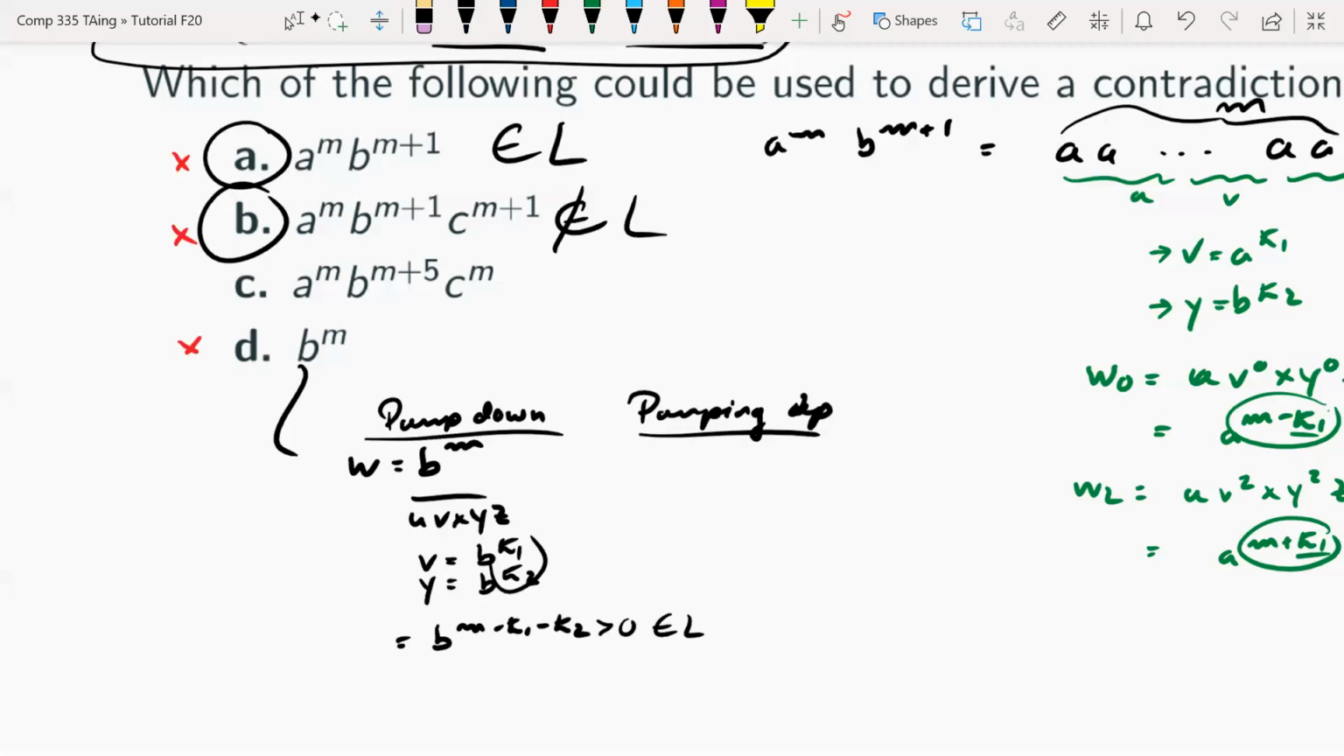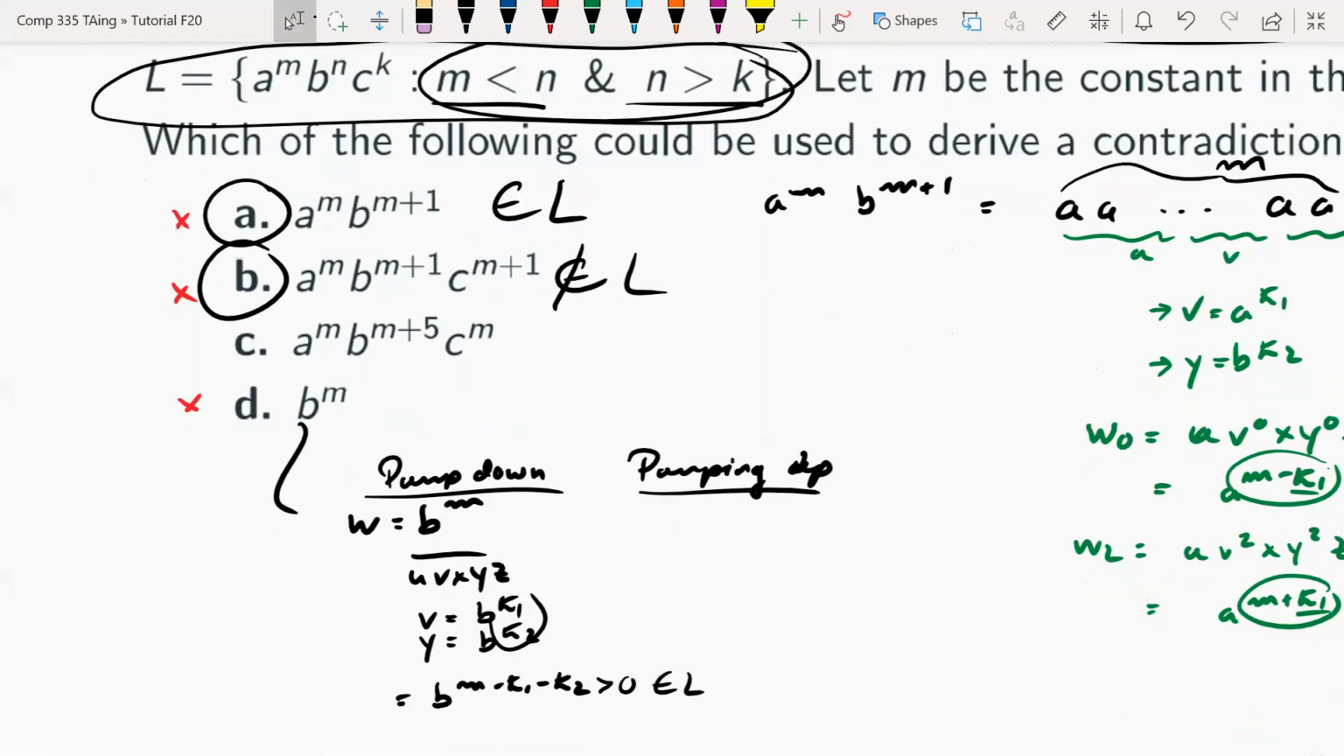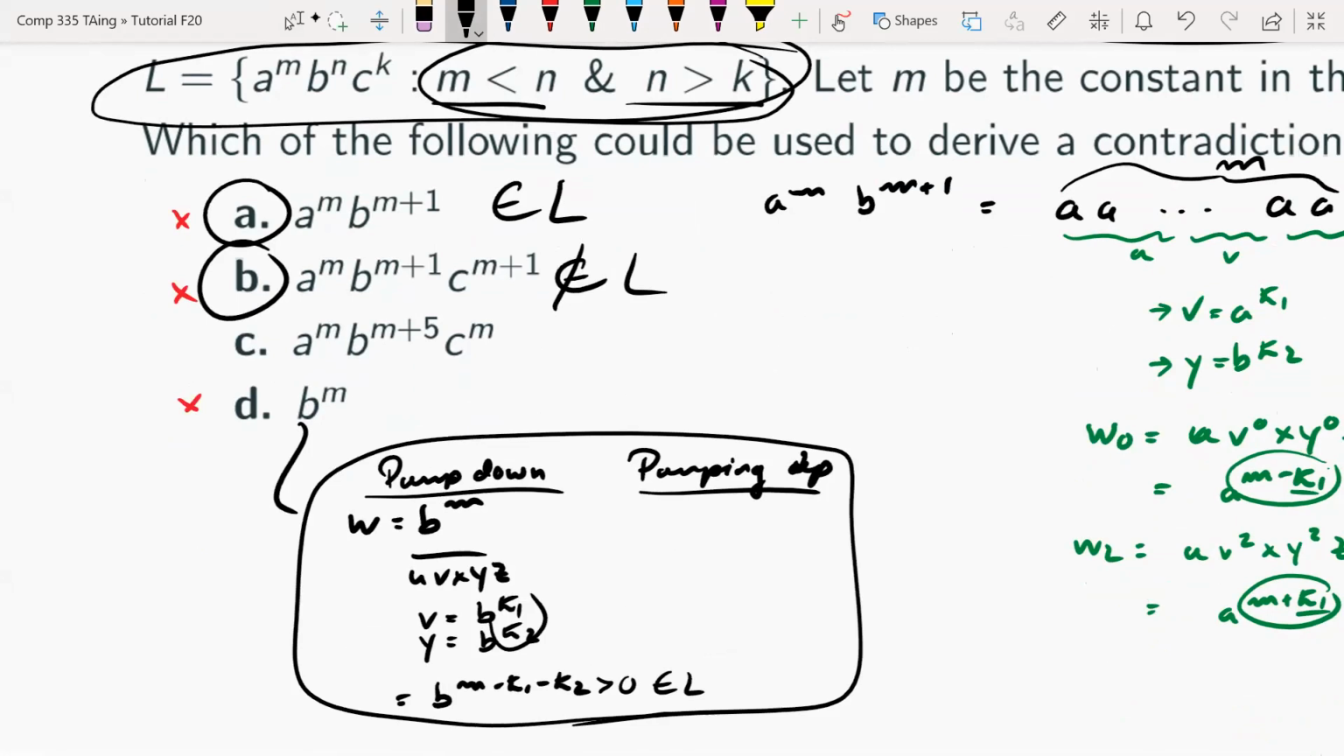If you pumped up, well, of course, if you pump up, this condition is still going to be true, and you're not going to have a contradiction either. So in either case, it's possible that you don't get a contradiction, and because of that, it's also an invalid choice for W. Sorry, I mixed myself up there.